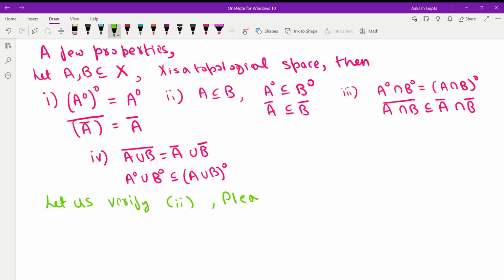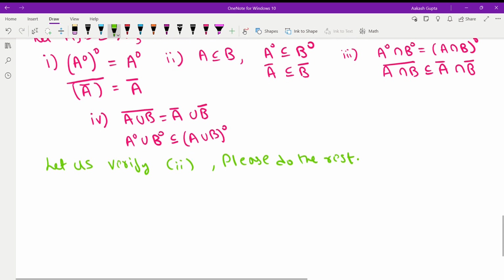Second, please do the rest without using the internet or any Wikipedia or Math Stack Exchange, whatever that thing is. You should be able to do these things on your own. Take time. So second, let A be contained in B. We have to show that these things are true.